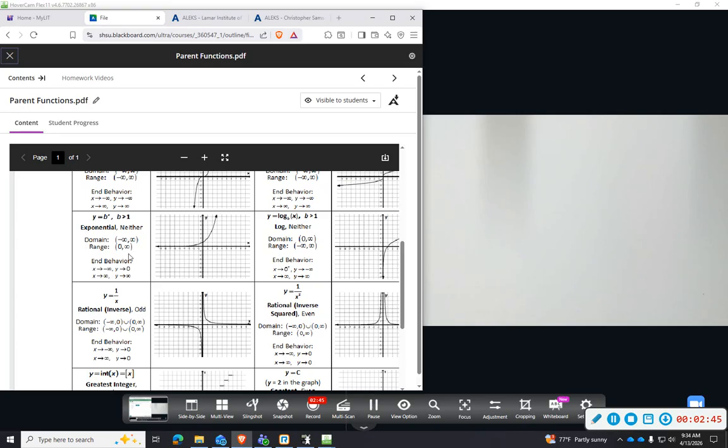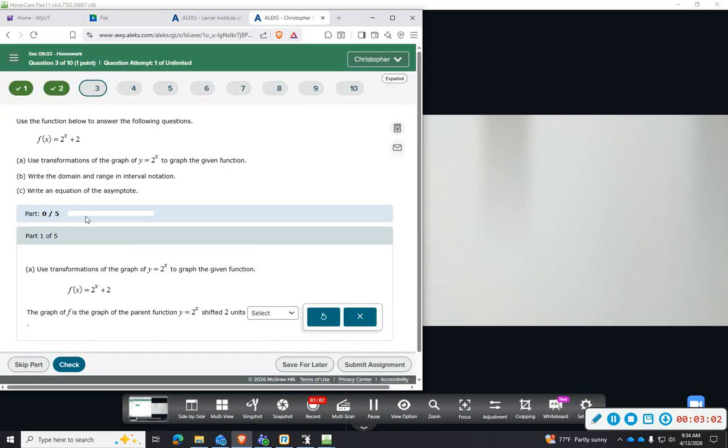Now if there's a transformation, this goes up or down, that would change our asymptote. However, the domain will be the same. It will go from negative infinity to positive infinity. With any transformations, it won't change. So just keep that in mind as we graph it.